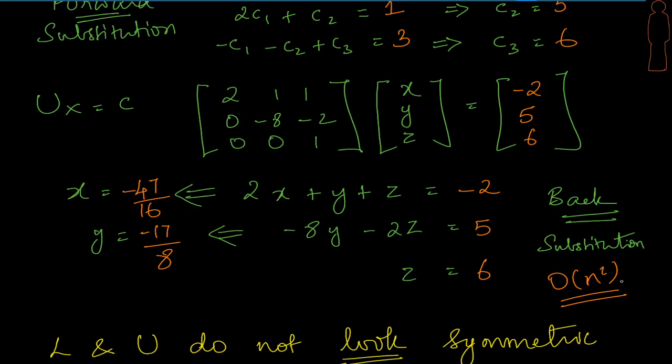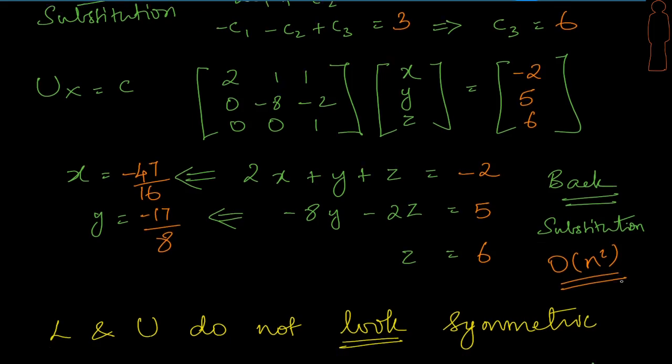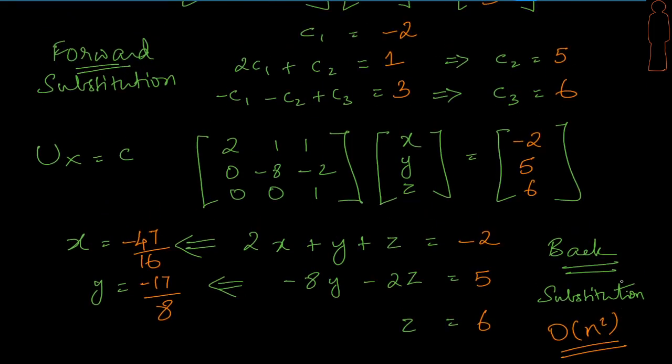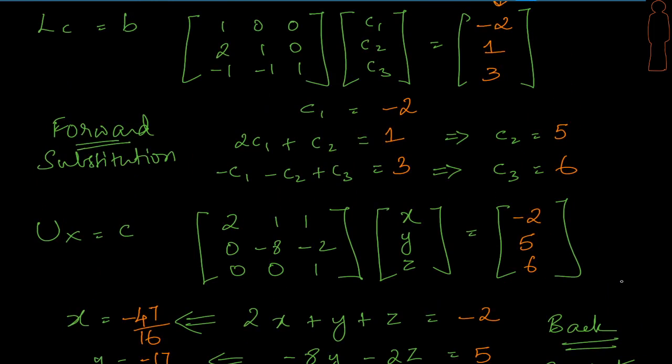There is one small glitch with LU factorization. L and U do not look symmetric, right? What do we mean by that? If you see the L matrix here, look at the diagonal, it has got all ones. But if you look at the U matrix, yes, it's an upper triangular matrix, but its diagonals are not ones.